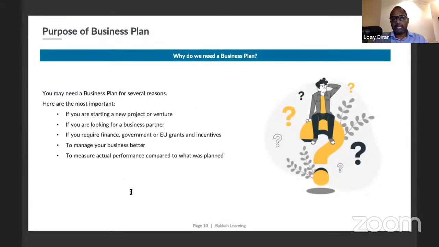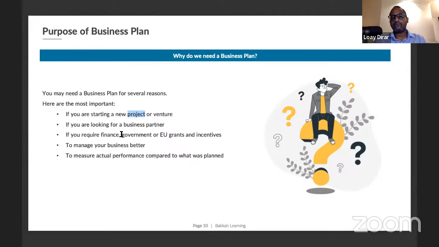Why do we need a business plan? You may need a business plan for many reasons. One of them is if you are seeking to start a new project or venture. And in this case, you shouldn't think of a project from a classical point of view. It can be any kind of new idea or new investment that you want to deal with as a project. So anything that you need to start from scratch, you need to definitely think about developing a business plan.